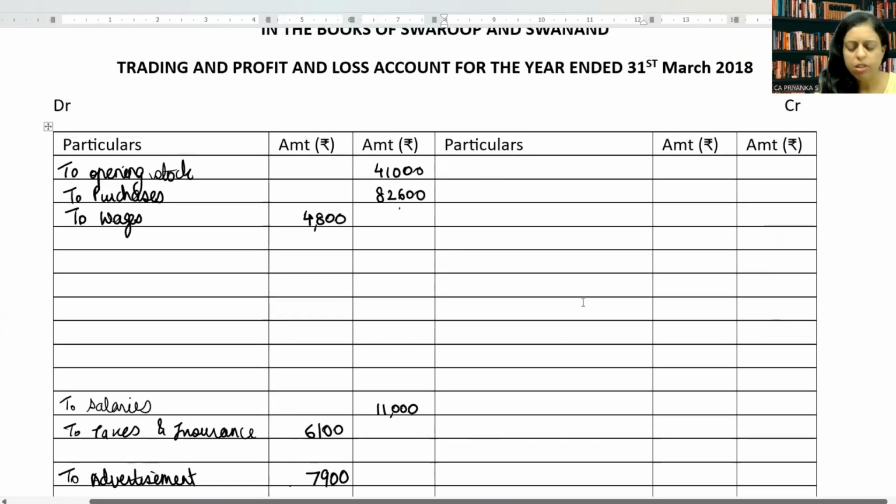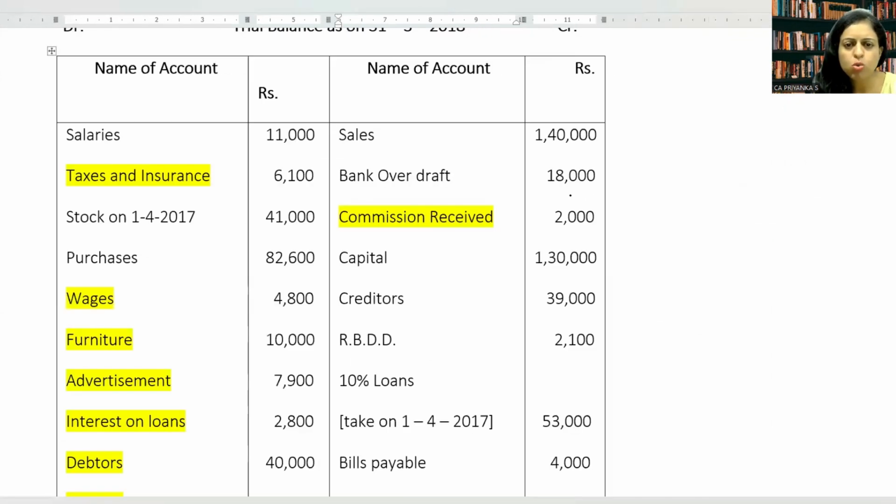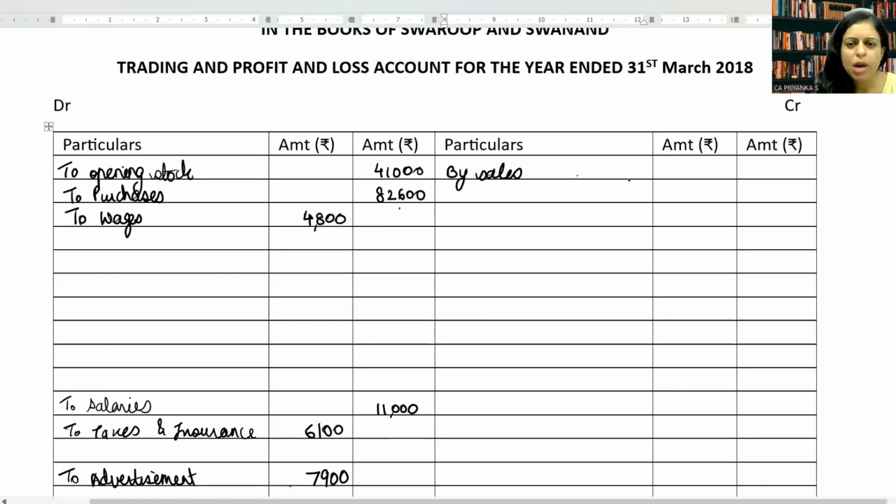So I'm going to write here by sales. Right? So on debit side, whatever it is going to be, opening stock, purchase. And when I'm writing on the credit side, it's going to be by. So by sales 1,40,000, outer column, no adjustment to this.